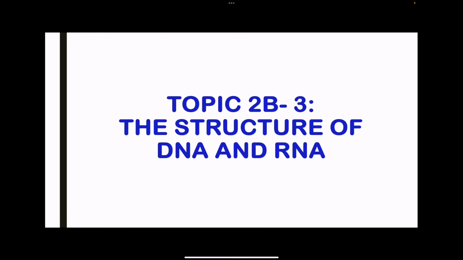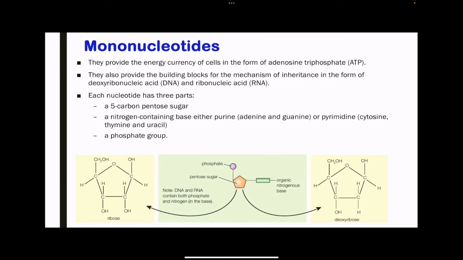To topic 2b3, the structure of DNA and RNA. Mononucleotides are very useful in the body in the formation of many molecules like ATP, adenosine triphosphate, which has 3 phosphate groups. And then there is a pentose sugar, which is a 5-carbon sugar. And then we have a nitrogen base, like we're going to see something here. They're also useful in the formation of DNA as well as RNA, DNA being deoxyribonucleic acid and RNA being ribonucleic acid.